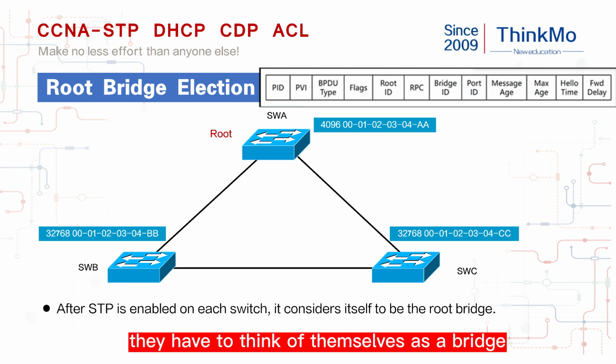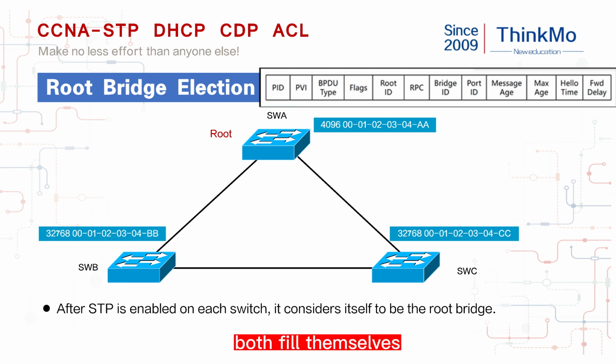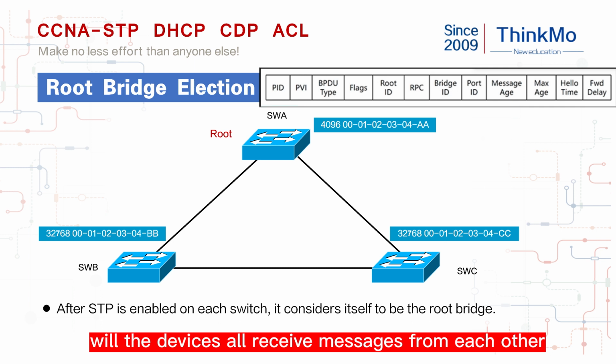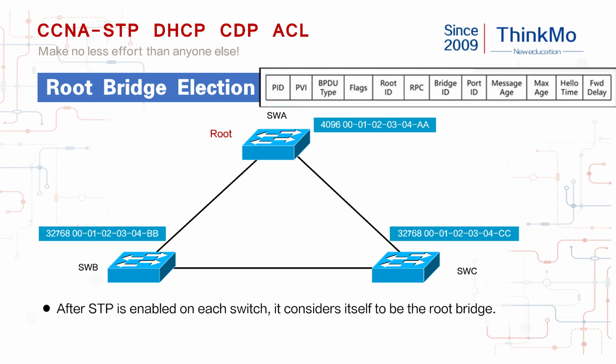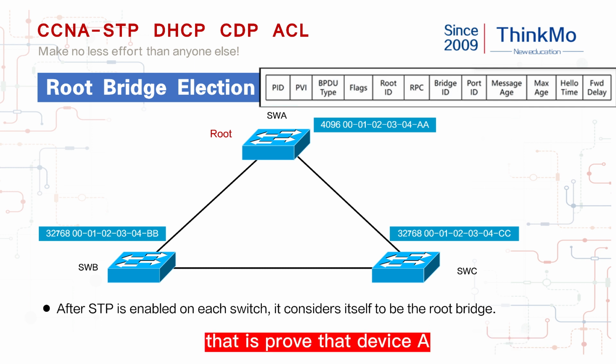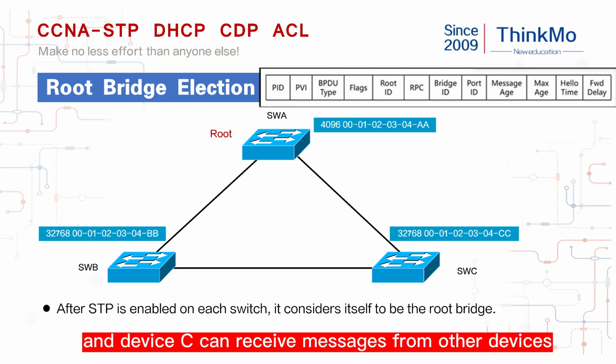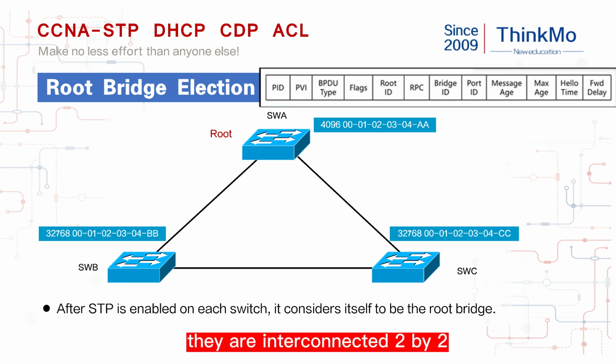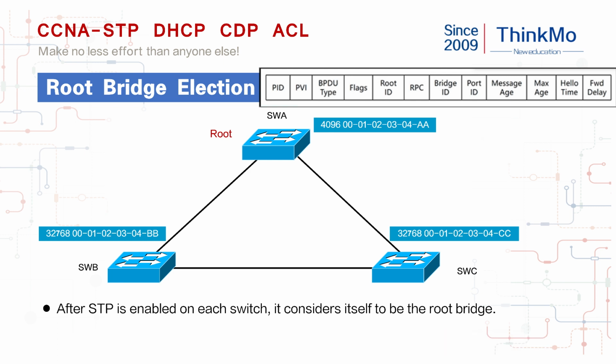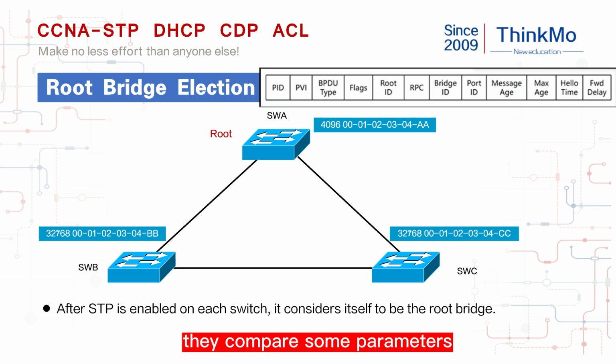They all think of themselves as the root bridge. Both fill in themselves. The device thinks it is root. Will the devices all receive messages from each other? That is, it proves that device A, device B, and device C can receive messages from other devices. They are interconnected two by two. Then after receiving, they compare some parameters to determine who is the root.